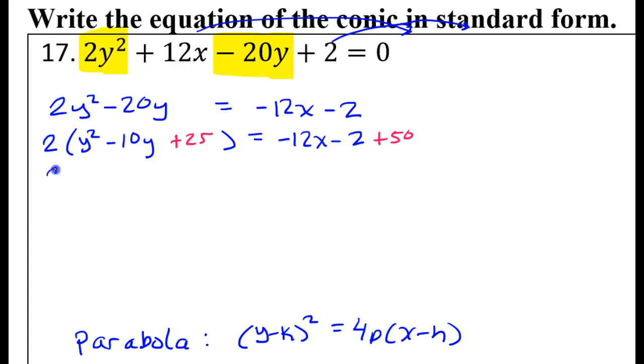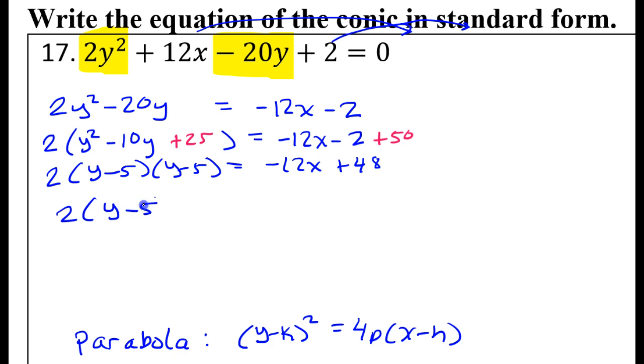So if I factor this, I'm going to have 2, and then I will have y minus 5 times y minus 5 equals negative 12x plus 48. So this is going to be 2 times y minus 5 squared, because there's 2 of them. Time to pull out this negative 12 outside of parentheses. Okay, so that's going to leave x minus 4. I'm just dividing both of these by negative 12 as I pull it out.